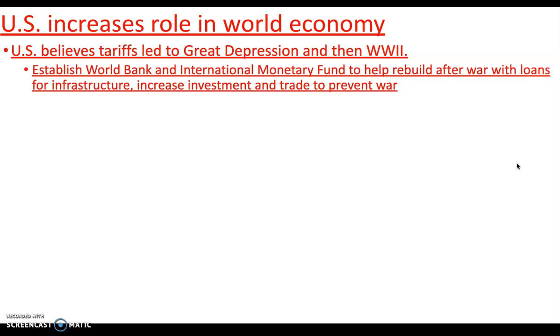All right, so what they do in part is to establish these two institutions that are still here today, the World Bank and the International Monetary Fund. All right, these aren't vocab terms, but they're just good things to be aware of, and they're on the study guide in terms of the economic part, to help rebuild after World War II with loans for infrastructure, helping to increase investment and trade to prevent further wars. So helping countries kind of rebuild with the necessary things, all right?